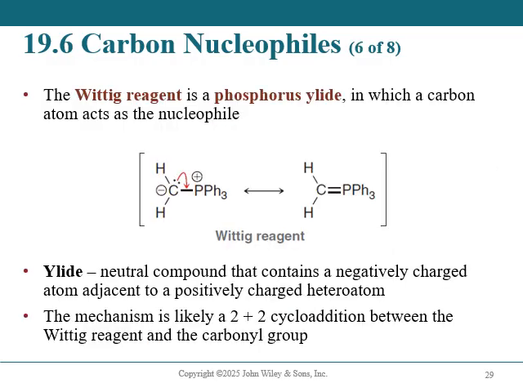The Wittig reagent, which is what we need for this reaction to happen, is a phosphorus halide in which a carbon atom acts as the nucleophile. So you can see here, this is fairly unique, similar to what we saw with the cyanide. Well, it's not really unique, it's more like uncommon. The carbon possesses the negative charge, and then the resonance sort of stabilizes it.